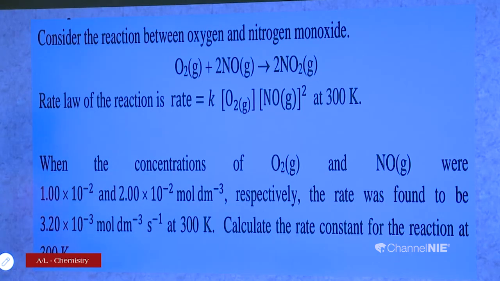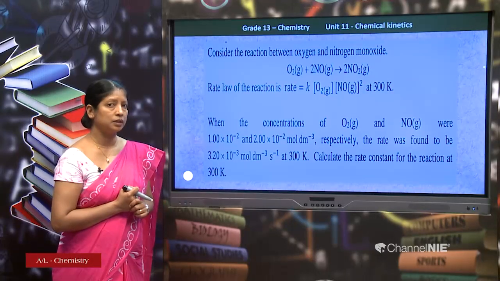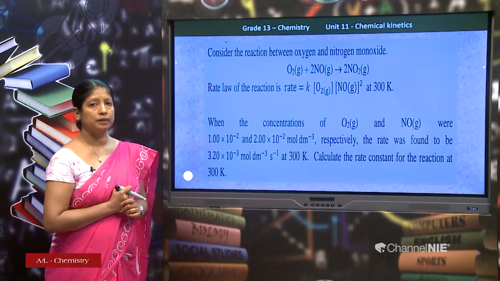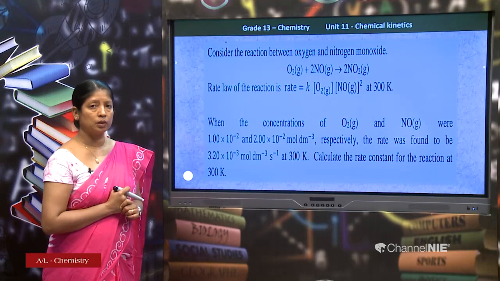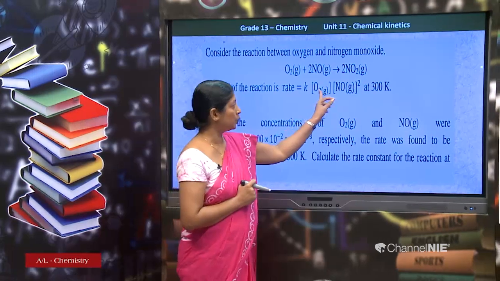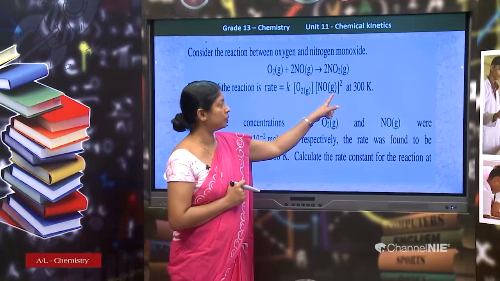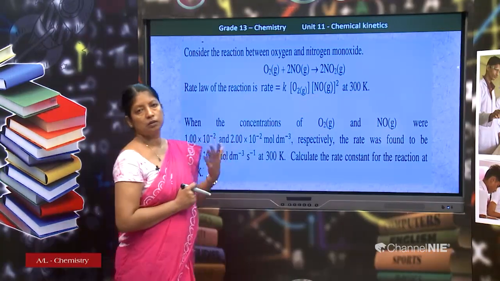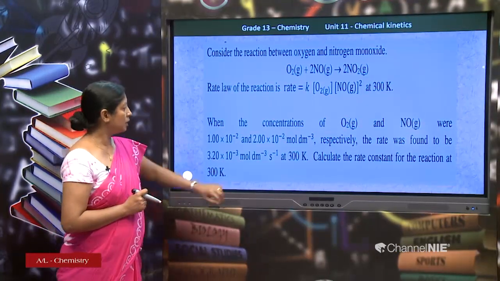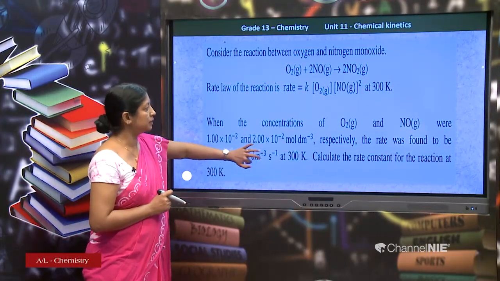The only difference is the previous one had only one reactant, here you have two reactants. What will be the total order of this reaction? Can you all find out the total order of this reaction? That is 3. The total order of this reaction is 3. Why do we say that? The order with respect to O2 is 1, and the order with respect to NO is 2. Then the summation 1 plus 2 is 3. So, let us see what the rate constant will be.